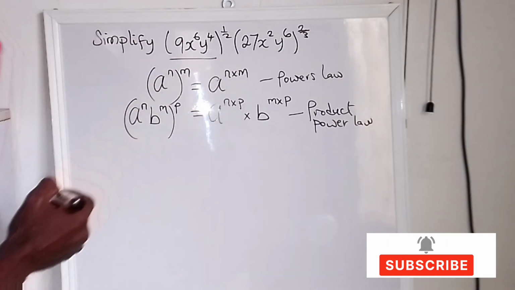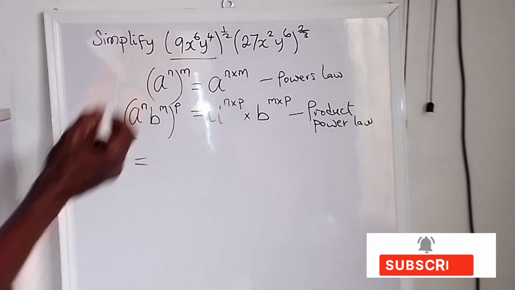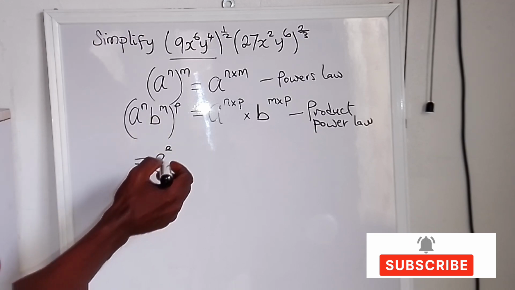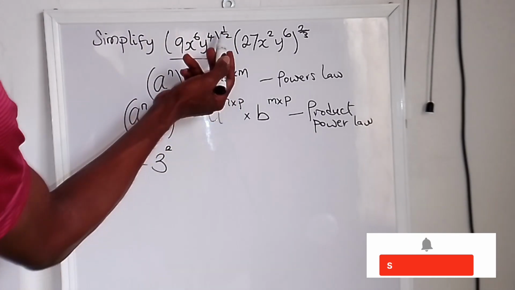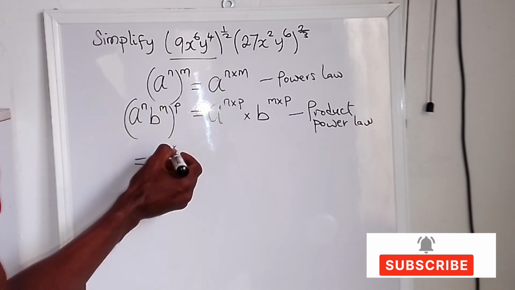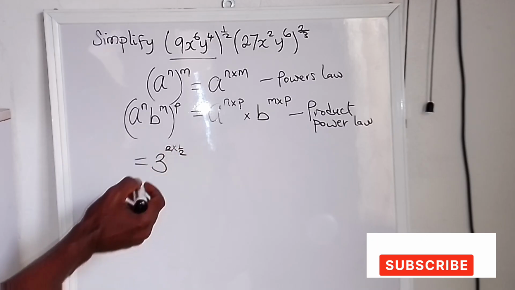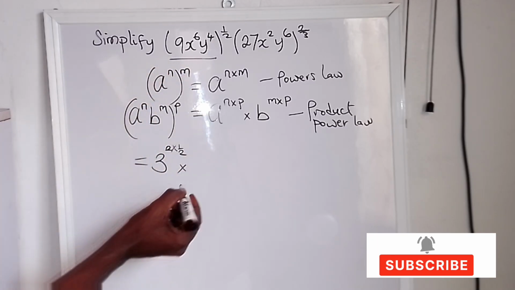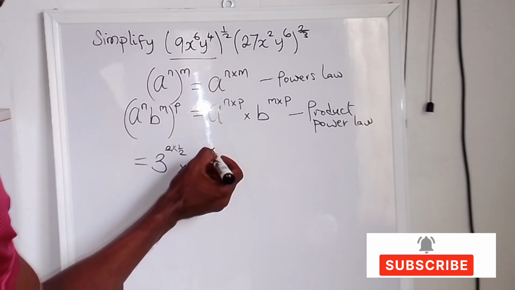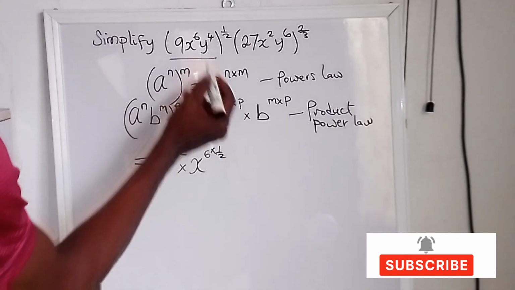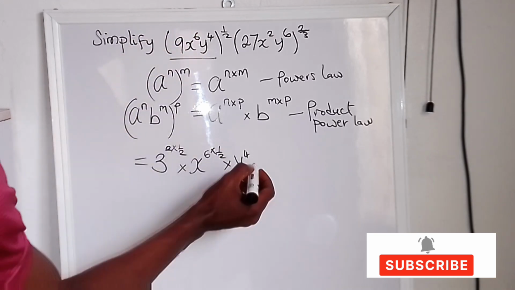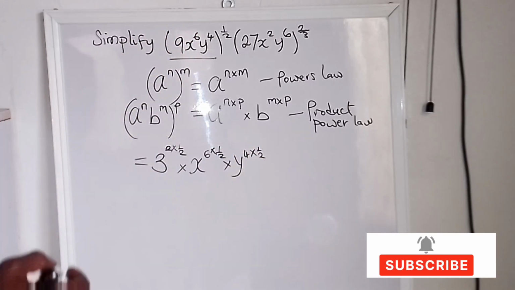So we will firstly handle this part. Here we have the index of 9, which is the same thing as 3 raised to the power of 2. Then let's open the brackets. The power here, 1 over 2, we'll use to multiply, like we did in the product power law. We'll use it to multiply this 1 over this. Then the next thing is x. Here we have x, the power is 6, multiplied by the outside, 1 over 2. Then the last part is y raised to the power of 4, multiplied by the outside, which is 1 over 2. So that's for the first part.